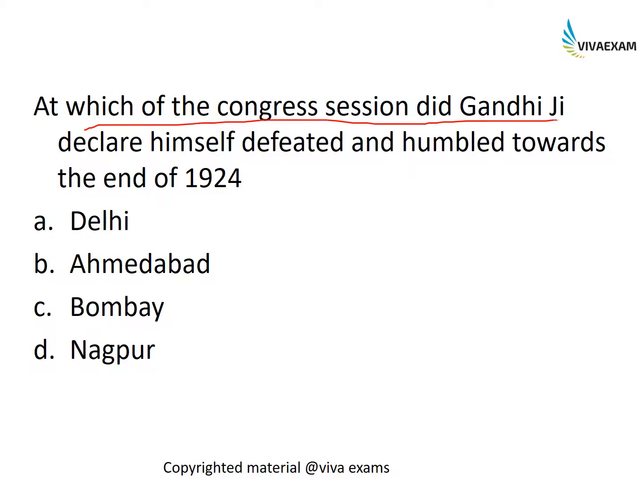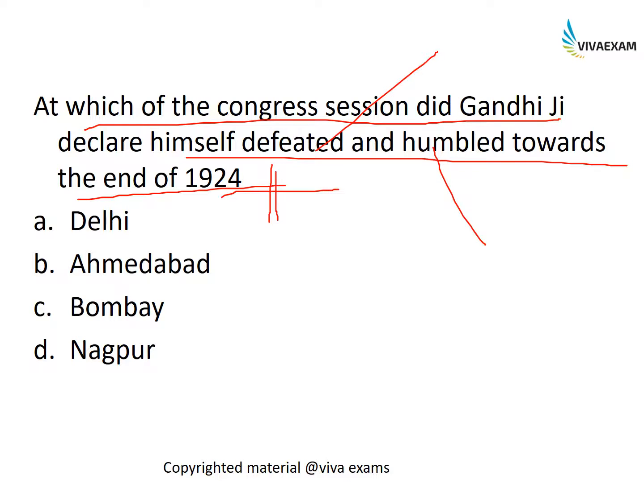At which of the Congress sessions did Gandhiji declare himself defeated and humbled towards the end of 1924? So basically Gandhiji felt that the kind of time wasn't right for national movements, and he accepted defeat and felt humbled, and basically this all happened at the Ahmedabad session of the Congress. So easy question.